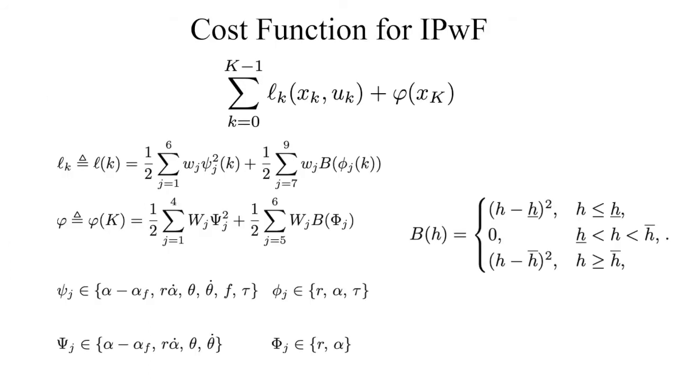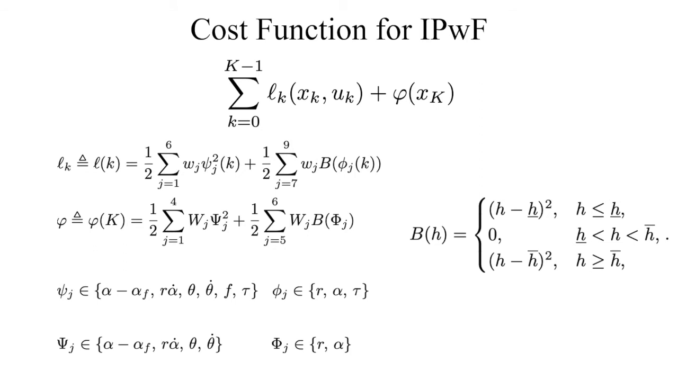Here we provide the cost function for IPWF. In the integral cost term, W1 corresponds to alpha minus alpha f, which guarantees the center of mass moves forward to the desired position. And in the terminal cost, capital W1 is used similarly to penalize alpha minus alpha f.